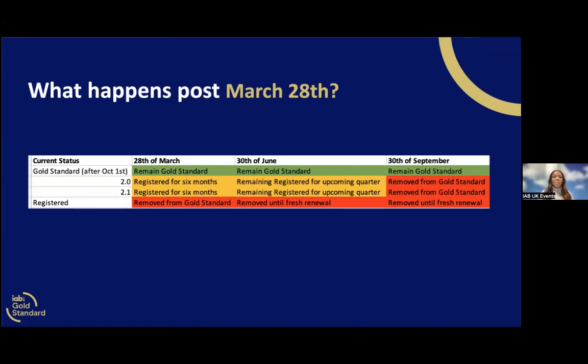Thank you. So what happens after March 28th, you ask, which is the big question. Hopefully this grid will help to visualize what will happen to companies once Q1 is over. So registered companies at the end of March who have not been certified will be removed from the registered list. 2.1 and 2.0 companies who have not renewed to the latest versions of Gold Standard will be moved down to registered for 6 months from March 28th. Anyone who has renewed since October 2023 will remain Gold Standard up until a year from their renewal date as per our usual renewal process.